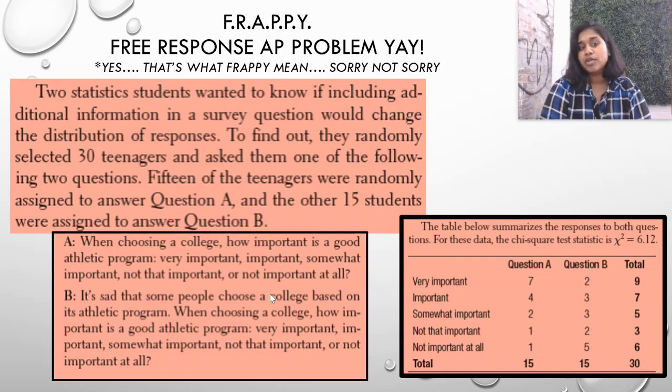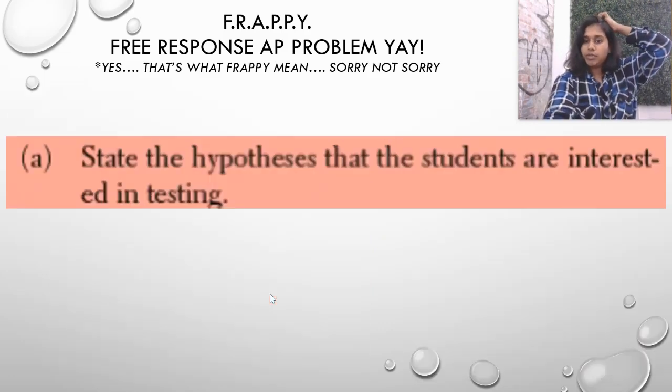So there's no difference from A to B on the second sentence, but that very first sentence is important, right? It's sad that some people choose college. So they wanted to know if including that additional biased bit of information would change the distribution of responses. They summarized the data here, and they already figured out the chi-square test statistic: X squared is equal to 6.12. Cool. So let's dive on in with our answers.